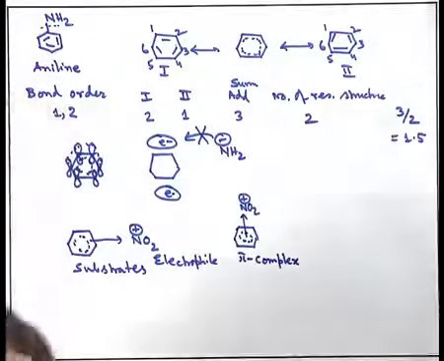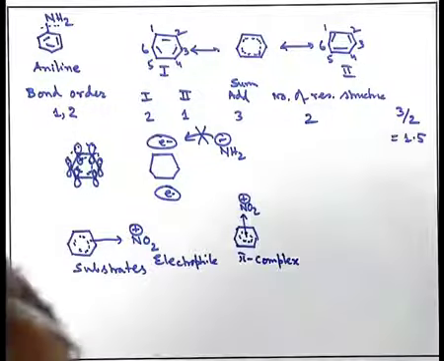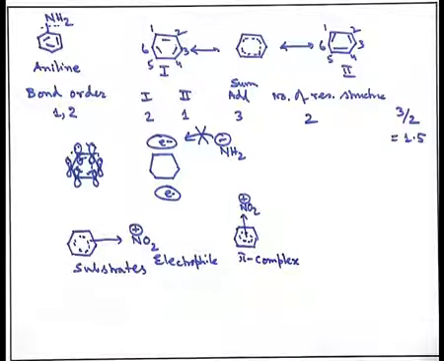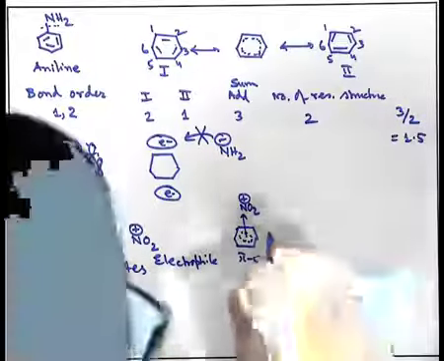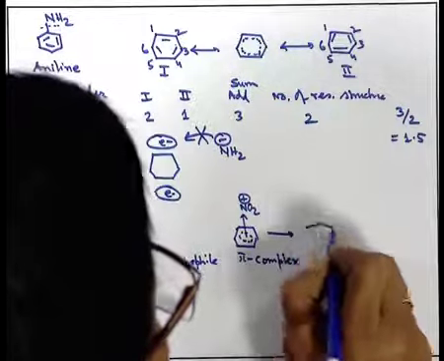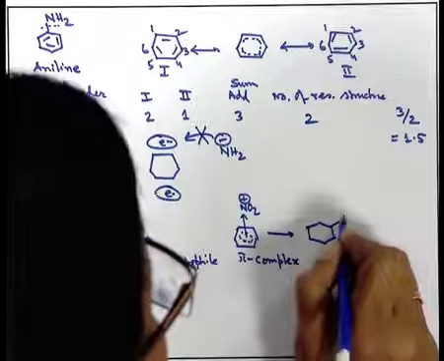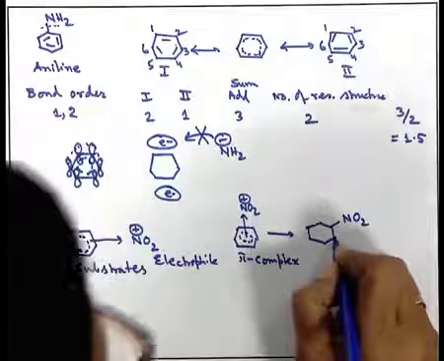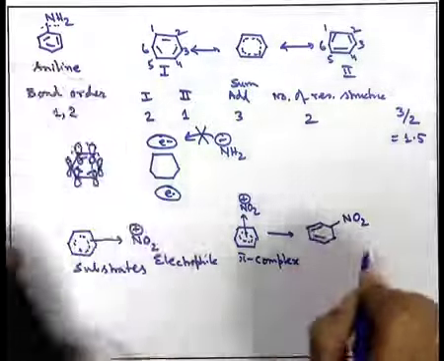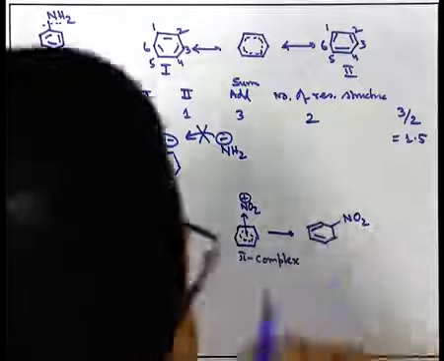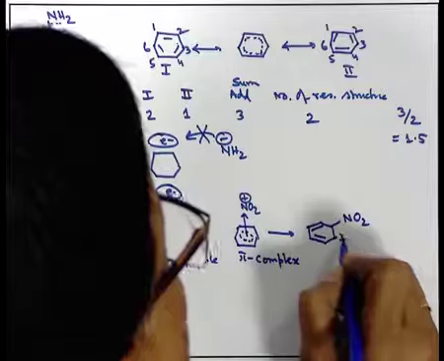So, a pi complex is being formed by the benzene ring as a donor and the nitro group as the acceptor, or NO2 plus as the electrophile and the benzene ring as the nucleophile, because it is electron rich. Ultimately, what will happen? It will form a direct bond with the nitro group, and one of the benzene ring's electron pairs has shifted over there, and there will be a positive charge on the other end.